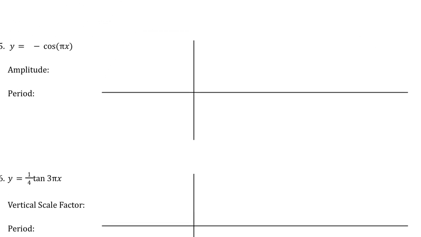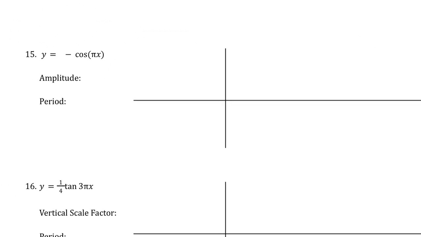Next page, more graphing. Oh, look, it's a cosine. Okay, it's a negative cosine, so that means the amplitude is 1, but we're going to start down at the bottom of the graph. And then the period is 2 pi over b, but b is pi in this problem, so the period is just 2.